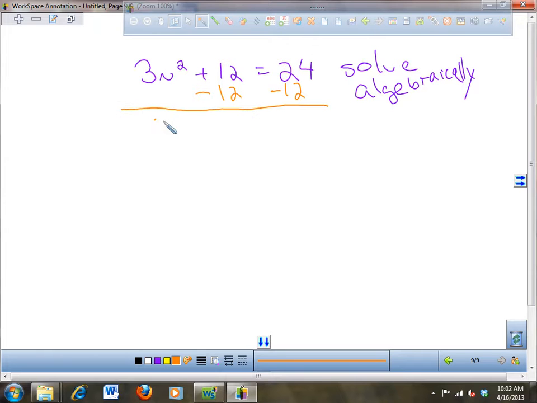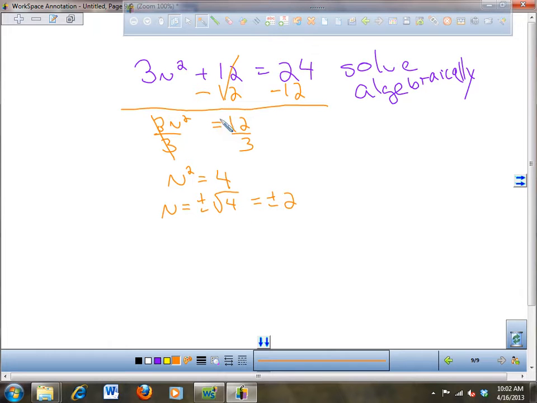Okay? So you get 3n squared. This goes away, equals 12. Now what do I do? Divide by 3. So now I'm going to divide that equation by 3, which makes this go away. And I get n squared equals 4. So what's n equal to? Plus or minus what? The square root of 4, which is equal to plus or minus 2. Okay? It's not that bad, is it?